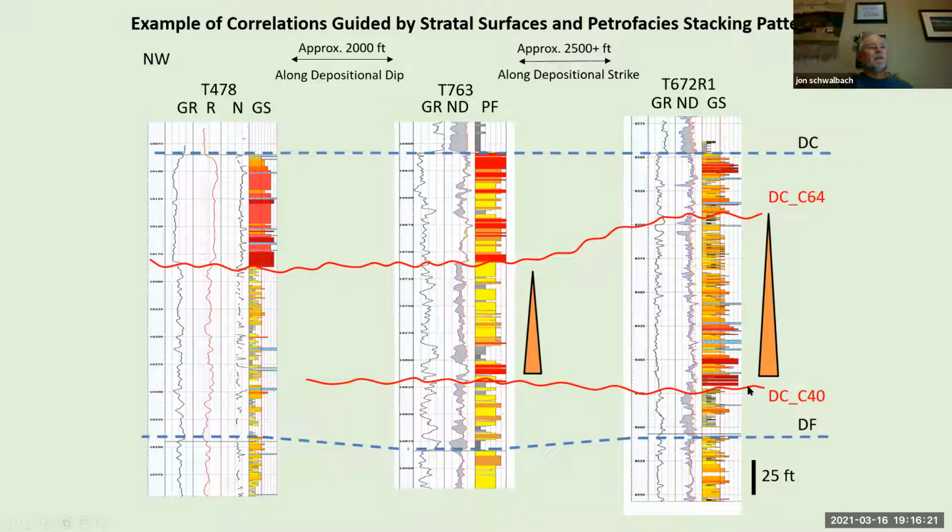And then we have another abrupt base here with another coarser grained unit. And then we have, this is from a core description, a fining upward package here and another fining upward package there. So that's basically how we took some of the observations from the outcrops as well as the subsurface and applied it to our correlation framework.